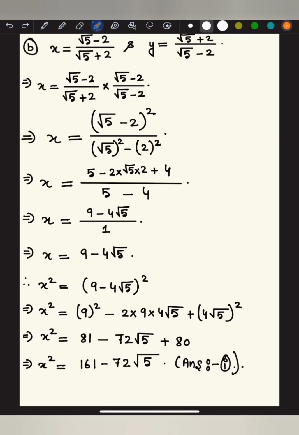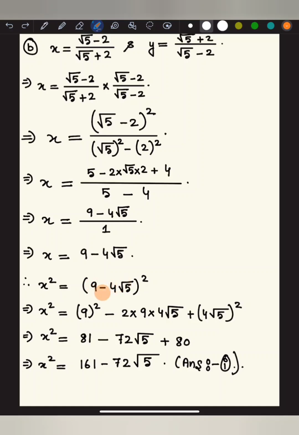So it will be (√5) whole square minus 2 into √5 into 2 plus 2 whole square, that is 4. So this becomes 5 minus 4√5 plus 4, and the denominator becomes 5 minus 4, which is equal to 1. So x equals (9 - 4√5)/1, which is equal to 9 minus 4√5, right?